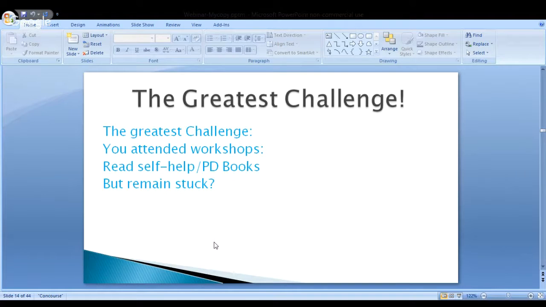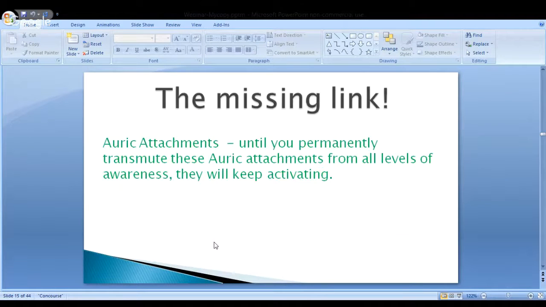This is something that people don't actually realize, and you have to understand that going to self-help workshops is not the answer. You have to clear your energy first. Make sense? So the missing link we have is that, until you permanently transmute these auric attachments from all levels of awareness, they'll keep activating. Yeah?